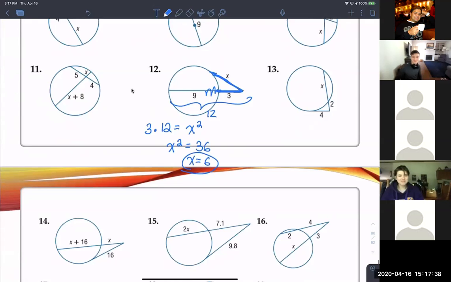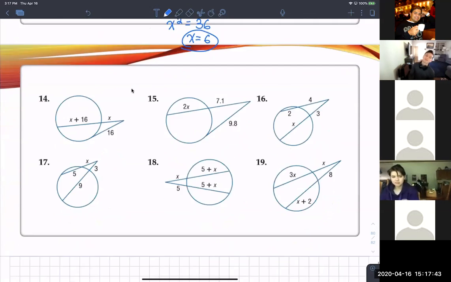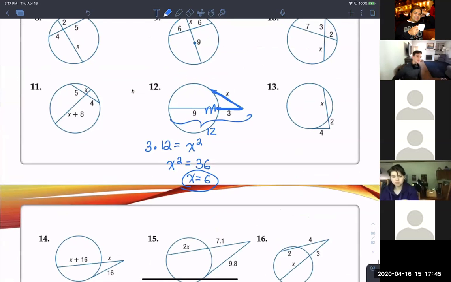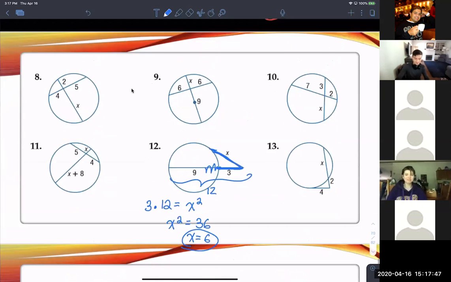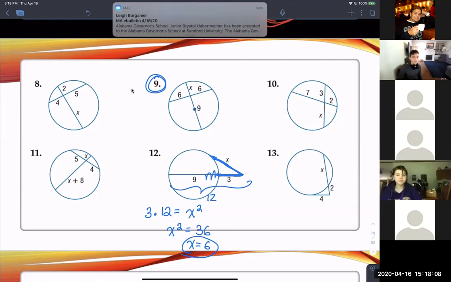Let's look at number 9. So let's try number 9. So the first thing you want to do is look at the line segments that you're given and find out which relationship you're going to use, okay? So work on number 9. I'll be back in a second.